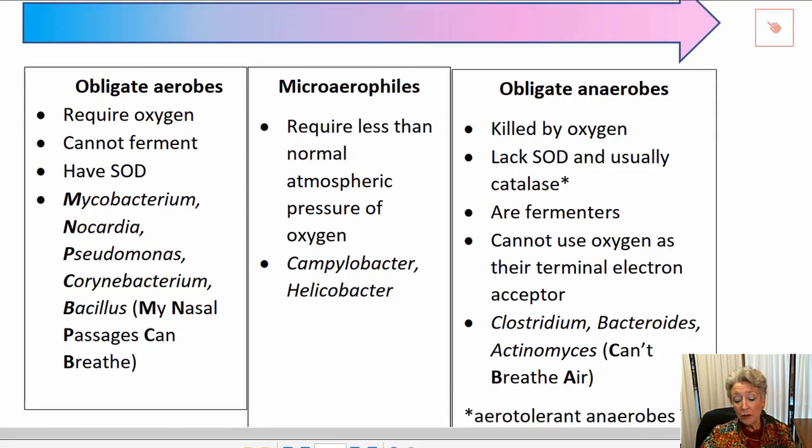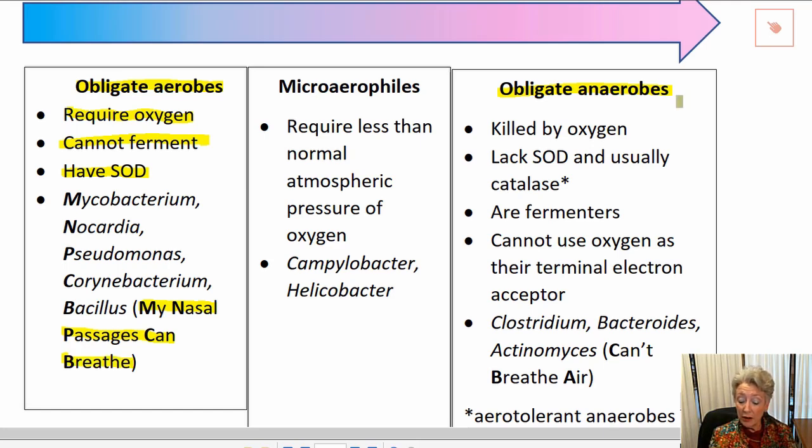So now, looking at the groups of organisms that I think you should know, ranging from the ones who are obligately aerobic to the ones who are obligately anaerobic and everything in between, realize the aerobes require oxygen for their terminal electron acceptor. This is another way of saying that they're incapable of fermentation. They have superoxide dismutase, and most of them also create catalase. So the memory tool here: my nasal passages can breathe, okay?